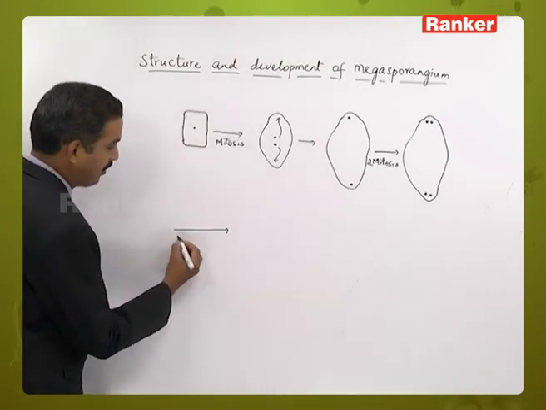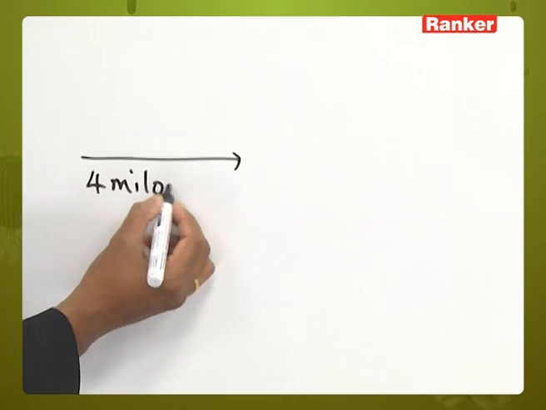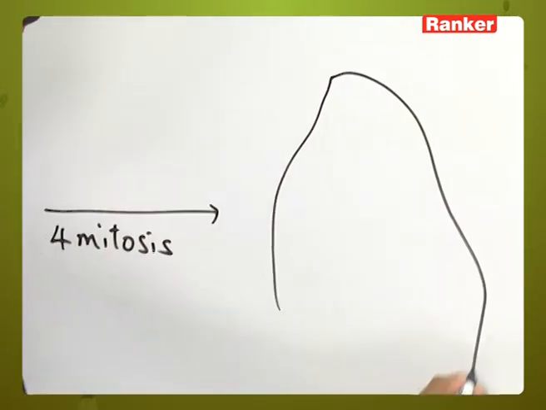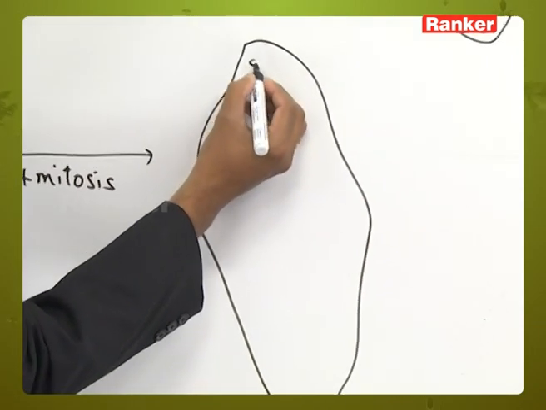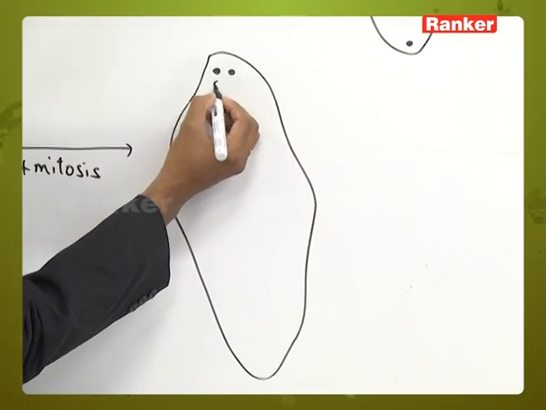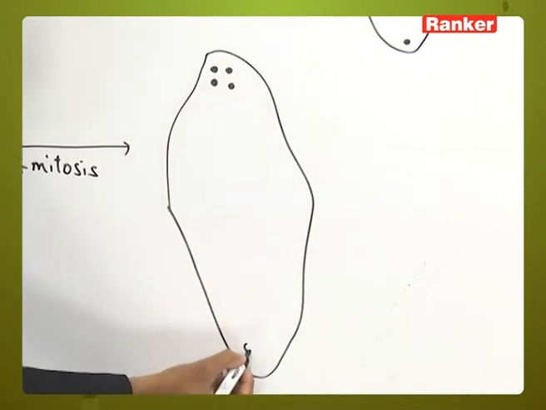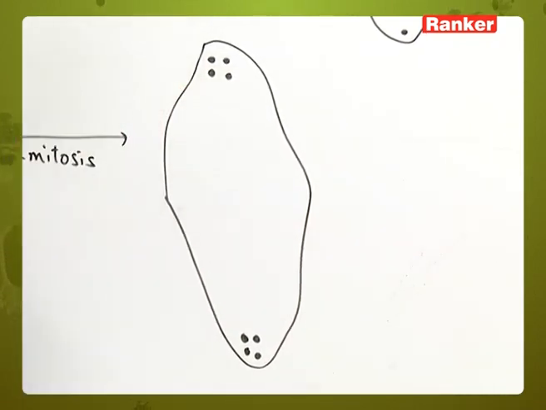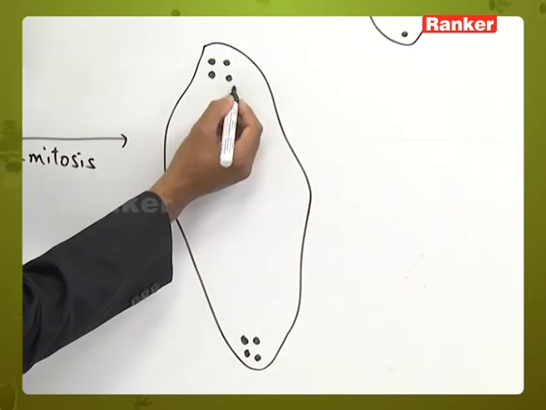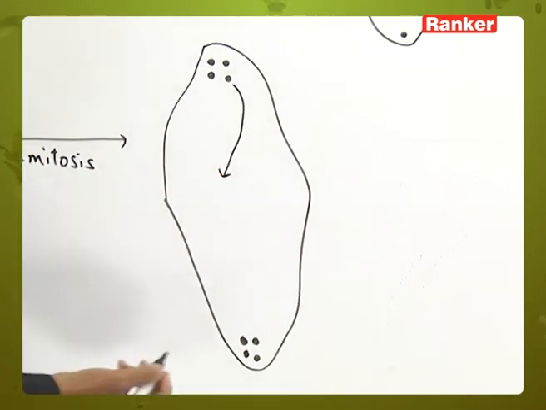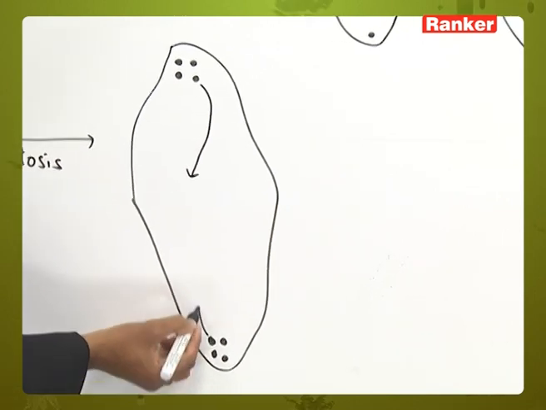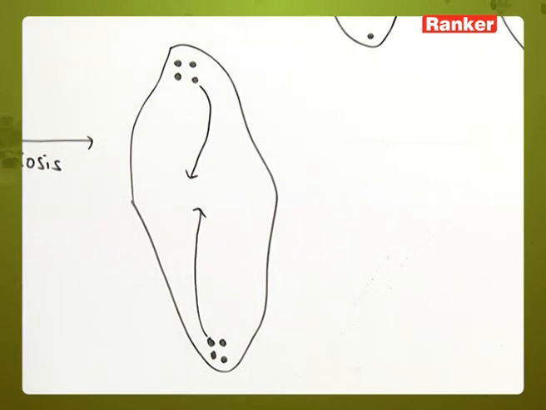So a total of four mitosis will occur now, resulting in an 8 nucleated structure. Out of these 8 nuclei, 4 are present on one pole and 4 nuclei are present on the opposite pole. Now out of the 4 nuclei present on the micropylar end, one will move towards the center, and here also from the chalazal end, one of the nuclei will move towards the center of the embryo sac.